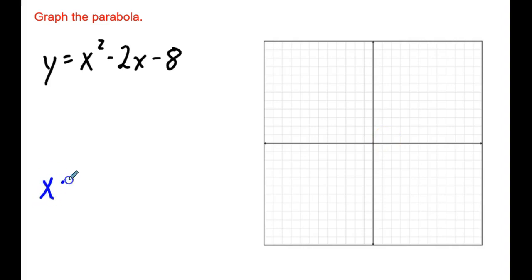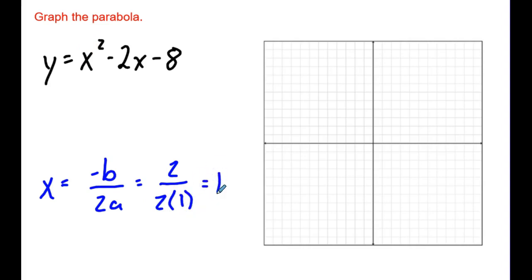There's an expression we have to remember in order to find the vertex of the graph. It's x equals negative b divided by 2 times a, which in this case would be the opposite of negative 2, a positive 2, over 2 times the a value, which is 1. So 2 divided by 2, the x value of the vertex is equal to 1. That's what this expression gives us.